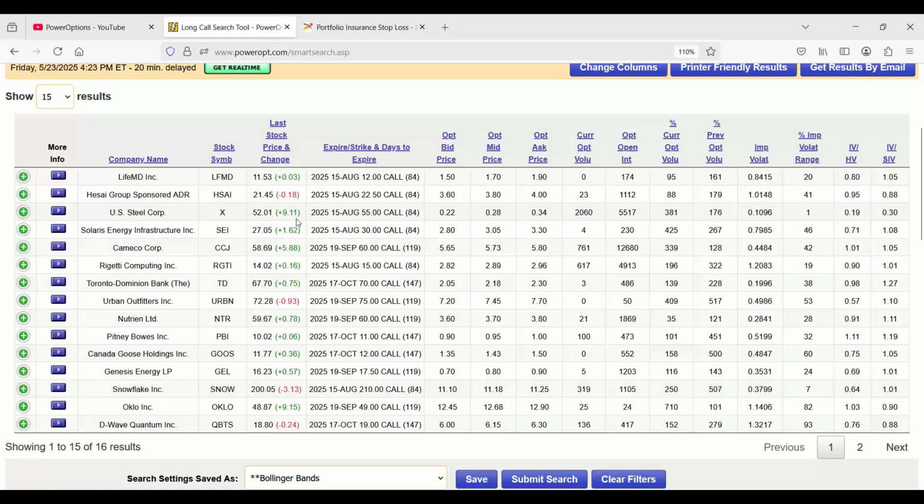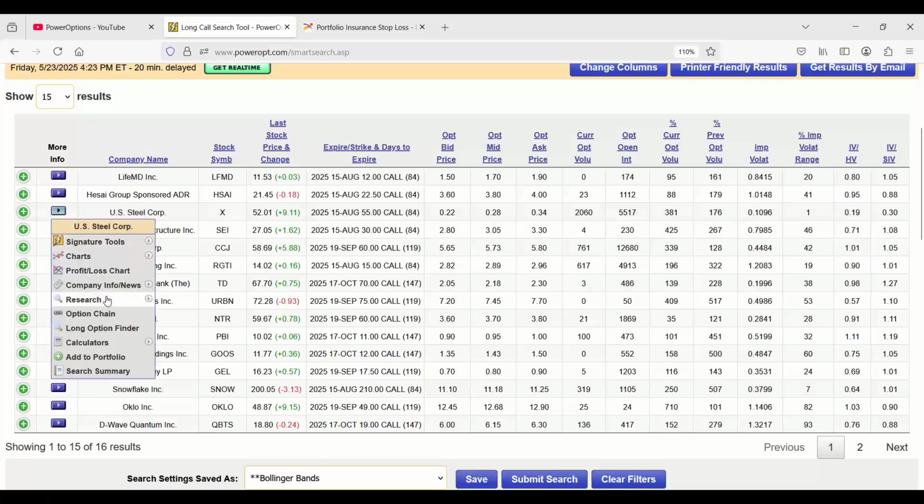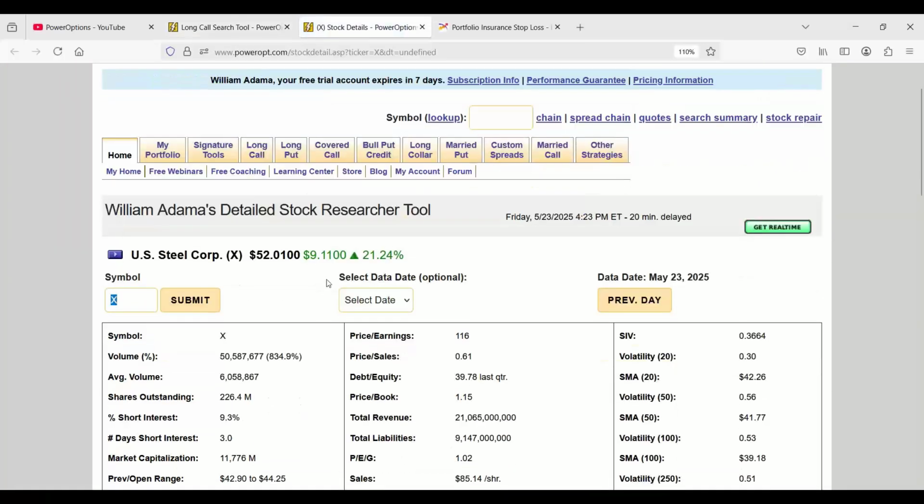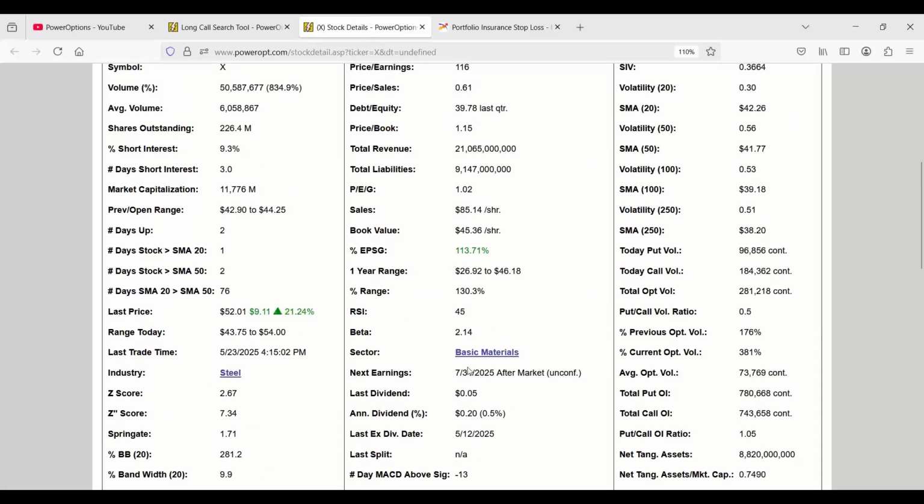I'm going to take U.S. Steel Corp, for example. Big move today, likely due to earnings, or it could have been based on the tariffs. I'm not sure. It's up 9 points. This thing's almost up 18, 20%, is it not? Let's take a look. I'm going to go to one of the research tools I use. I'm going to go to research, and I'm going to go to stock research. Yeah, we're up 21% today.